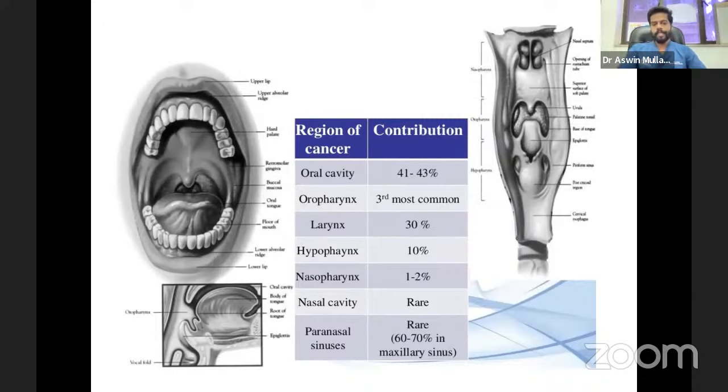So basically speaking, oral cavity accounts for the most, more than around 30 to 40%, followed by larynx, or in some countries or some populations, hypopharynx has slightly more predilection than larynx. So this is the pattern. All we have to know is that the oral cavity has a significantly high predilection.